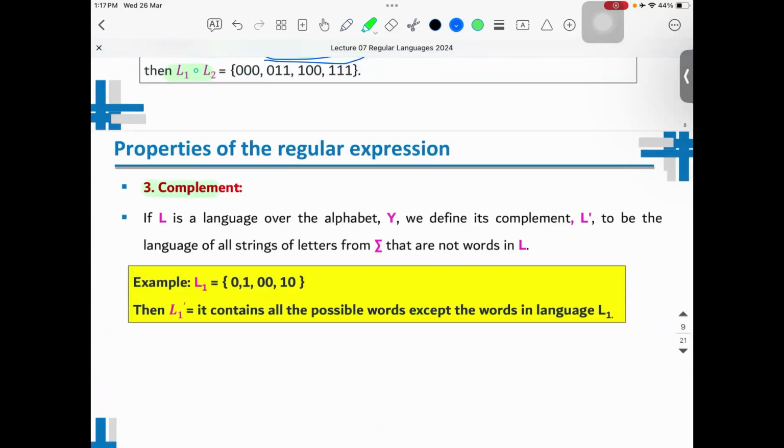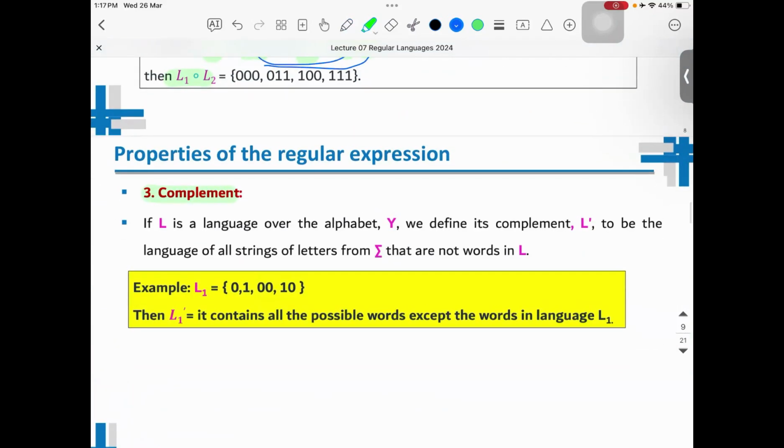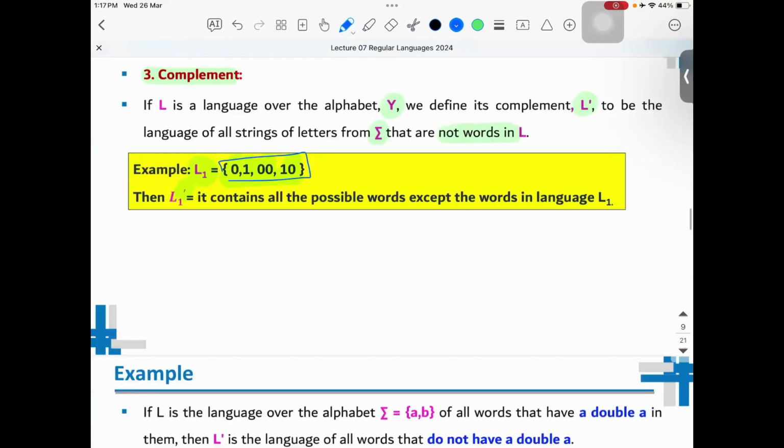The other one is basically the complement. If L is a language over the alphabet Σ, then L complement is the language of all the strings from this input that are not the words in L, because it is the opposite. Yani, if L1 is here, we have 0, 1, 00, and 10. These are four strings. So L complement will consist of all the words except these four words.